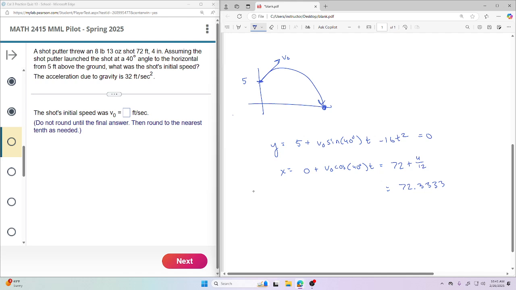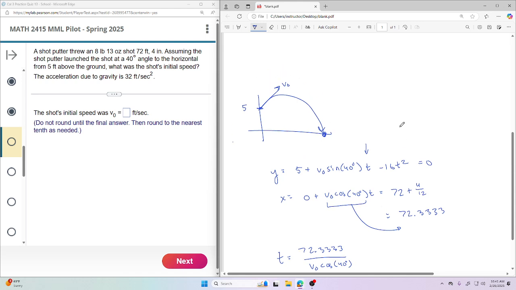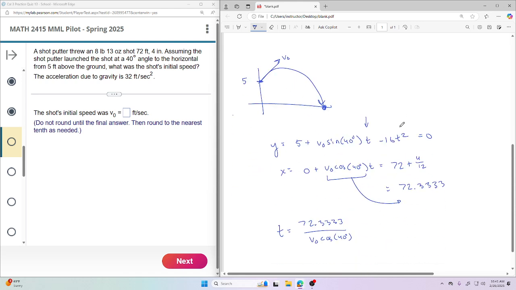So let's solve for t, I think, and that way we can solve for v naught quicker. So I'm going to divide this to the other side. So t equals this distance all over v naught cosine. And then I'm going to take that and plug it in right there. I need more room though, so I'm going to scroll up. Okay. I can hang.